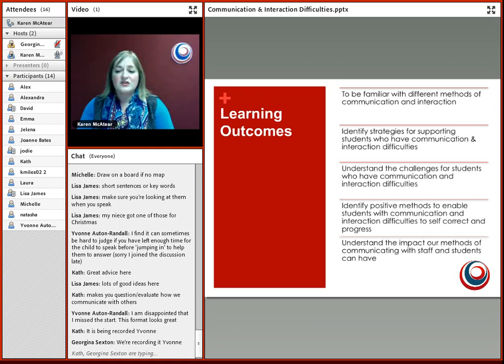And we've looked at understanding the impact that our methods for communicating can have. As staff, our speech has to be clear. We have to not use too much flowery language when we're trying to communicate, especially when we're trying to communicate with those who already have a communication difficulty.